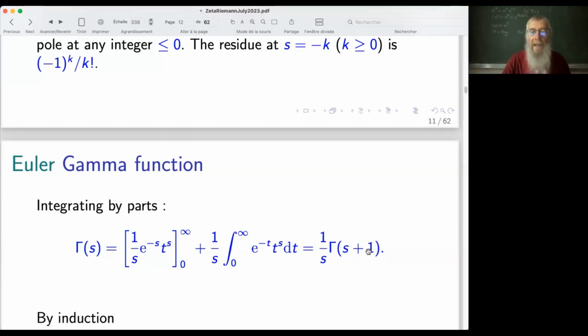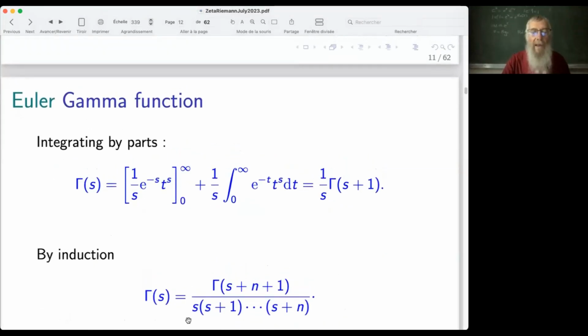But you can replace gamma of s plus 1 by this same formula, and by induction, you find that gamma of s is gamma of s plus n plus 1 divided by s times s plus 1 up to s plus n. If you look at the right-hand side of this formula, it is defined, so you have to remove the poles 0, minus 1, minus n, and otherwise, this is defined as soon as the real part of s plus n plus 1 is greater than 0, which means the real part of s is greater than minus n minus 1.